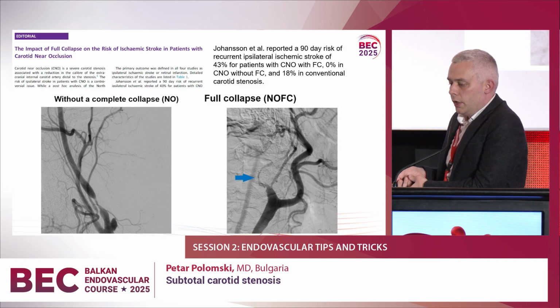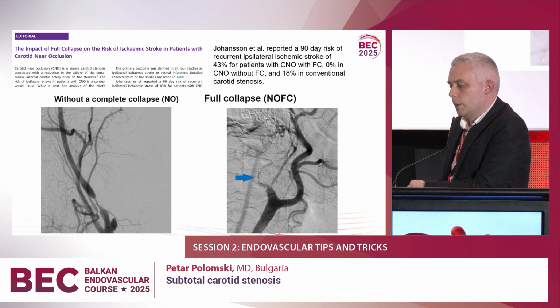Actually, there are two types of near occlusions. One of them is near occlusion without a complete collapse, but the real near occlusion that carries the prognosis of the disease is the near occlusion of the carotid artery with full collapse of the carotid artery distal to the occlusion.